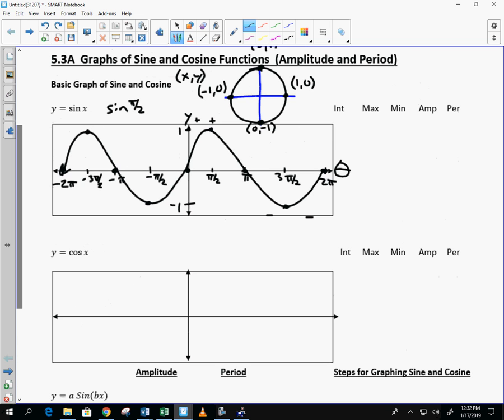So the question is, over the interval from negative 2 pi to positive 2 pi, what is the maximum value that sine has? The maximum value is 1. What's the minimum value? The amplitude is the distance from the middle to the top or from the middle to the bottom, and that distance is 1. The period is how long it takes to repeat itself, and its period is 2 pi units before it repeats itself.